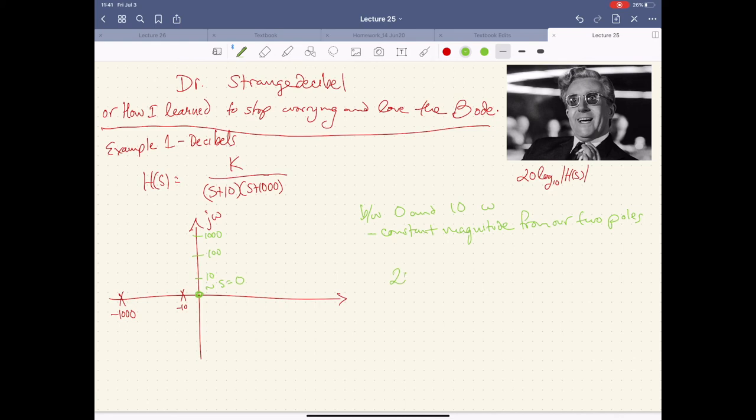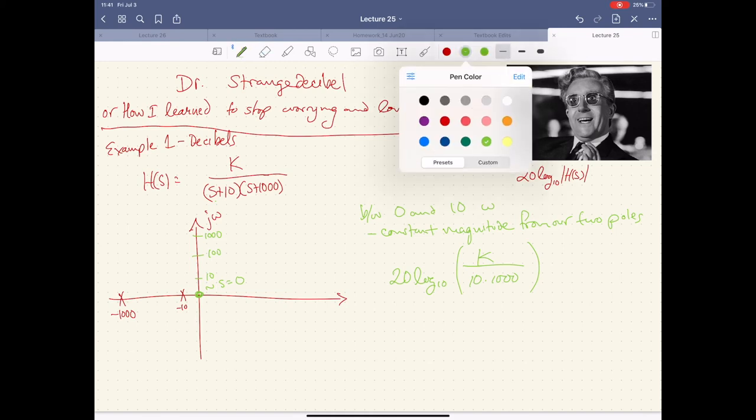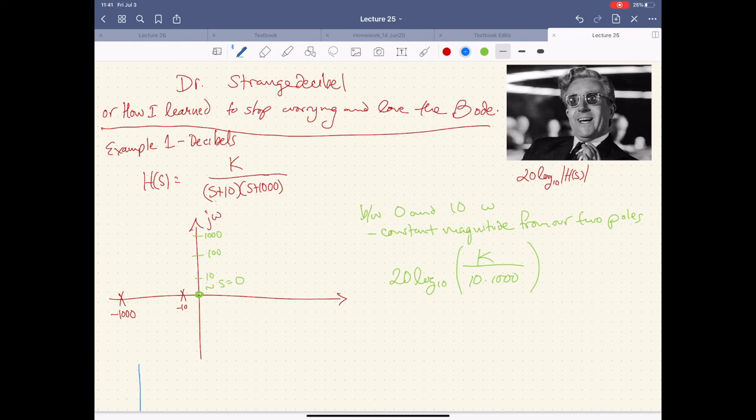If we look at the log scale of this, it's 20 log 10 of k over, and this s is really close to zero, so it's just 10 times 1,000. If we're doing that decibel scaling. Okay? So whatever that ends up being based on k, it's going to be kind of a flat line for that period of time. So looking down here at our Bode plot, we're going to have some kind of constant here. And that constant's going to be, you know, starting off equal to 20 log k over, you know, 10,000.